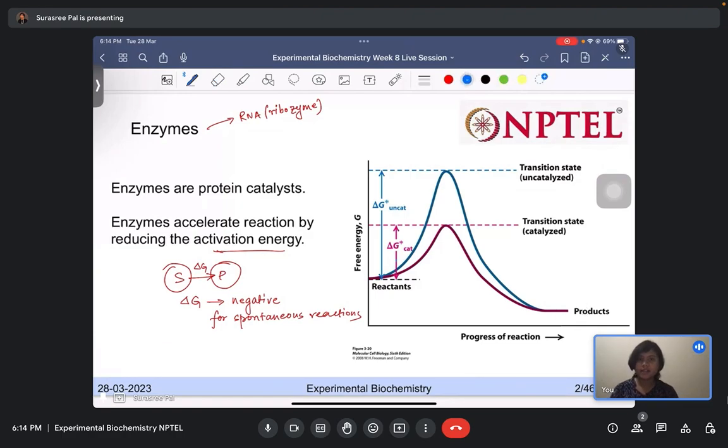So I hope you understand that this is the principal or basic concept of enzymes, that is they reduce the activation energy. So this red arrow that I have drawn here is actually the activation energy when there is enzyme.